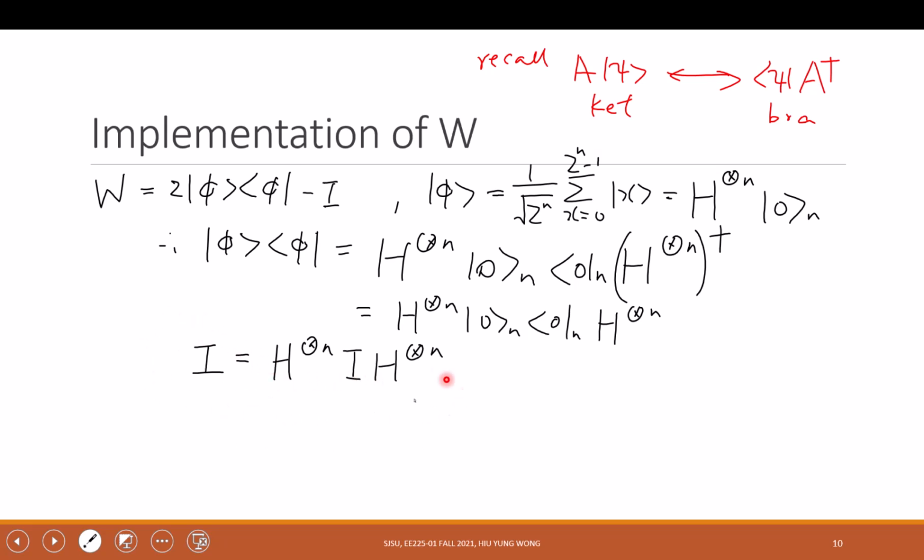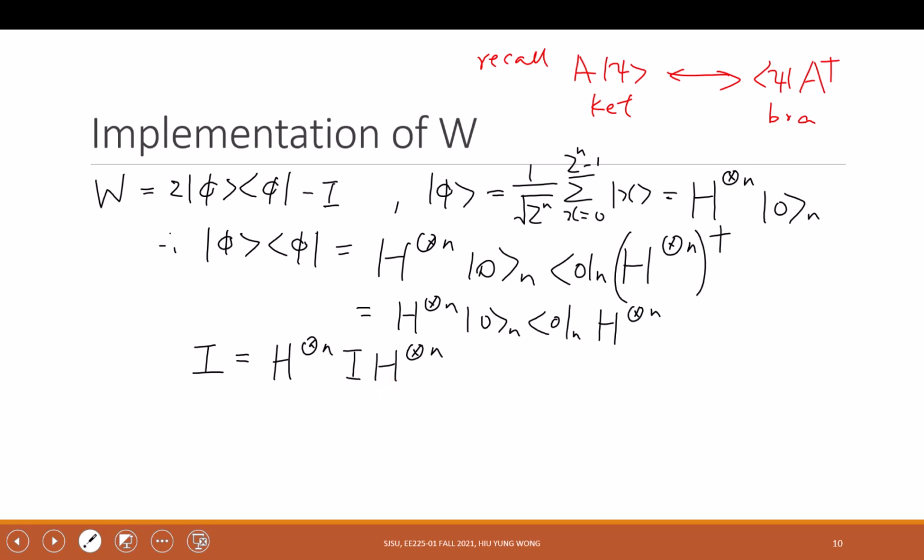No. I'm talking about this equation. Nothing to do with 0, 0. I equal to Hadamard gate times I times Hadamard gate. Good. I have Hadamard gate, Hadamard gate, so it becomes HHI, and then why does HHI equal to I? Very good. The Hadamard gate is its own inverse, right?